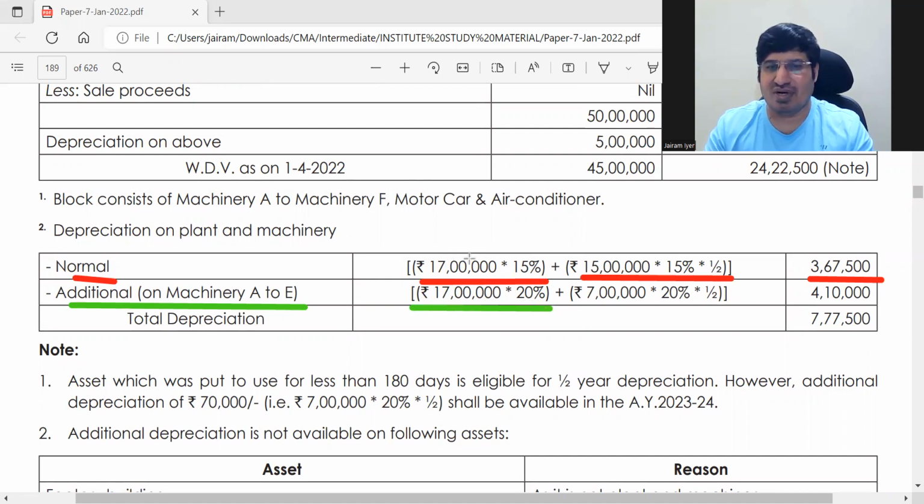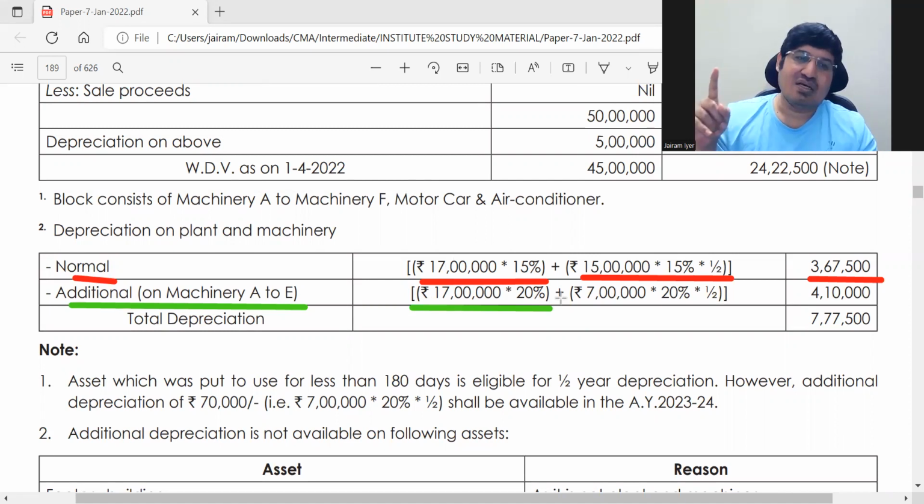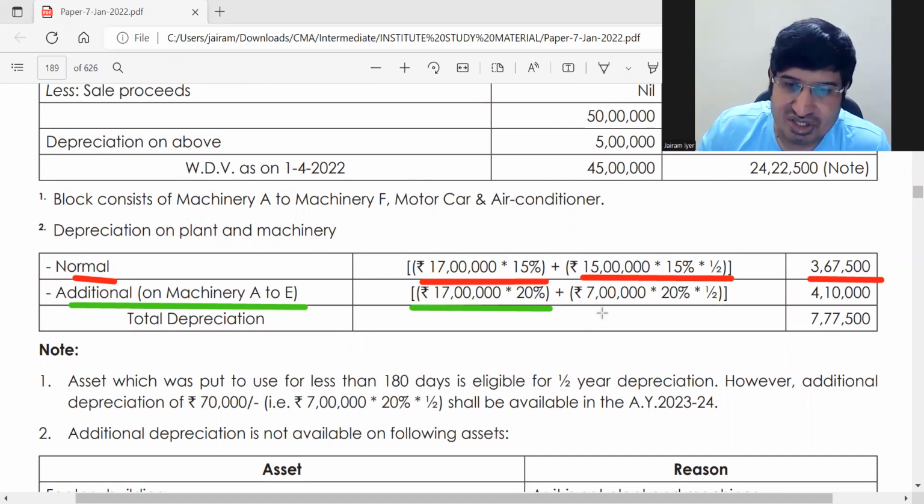Okay, the 17 lakhs will get 20% additional depreciation also. These all are machinery. You can see building did not get additional depreciation. Okay, building did not get additional depreciation. So you got additional depreciation here plus, ठीक है, जो सेकंड वाला हमने बोले थे 7 lakhs आया था, करेक्ट?